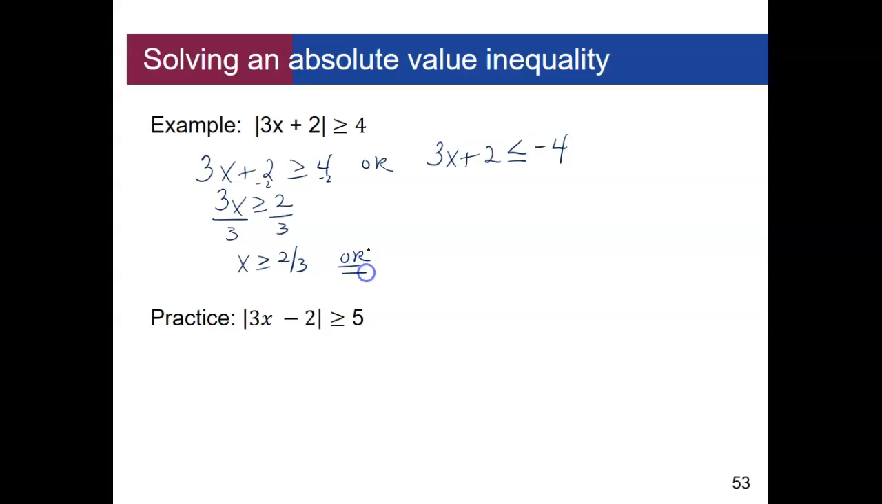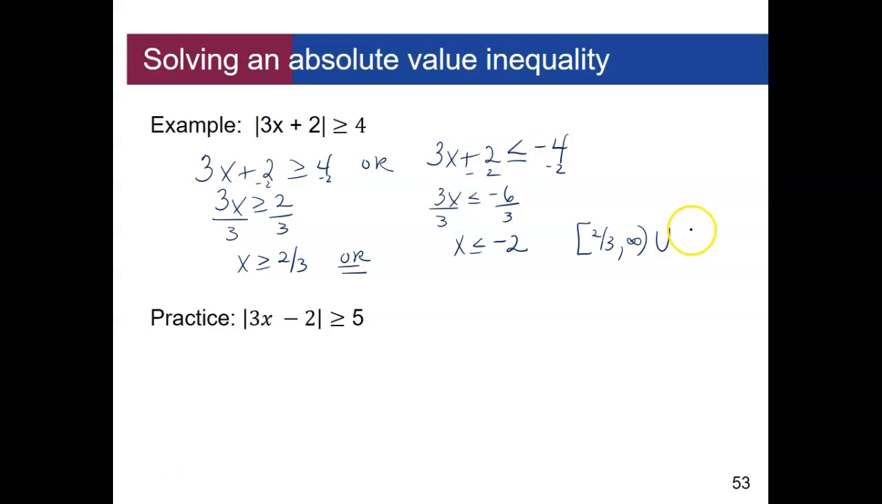Again, keep the word or. We'll do the same thing over here. So 3x is less than or equal to -6. So x is less than or equal to -2. So translating it into interval notation for the greater than or equal to 2/3, we'll have a bracket on the 2/3 and go to infinity.